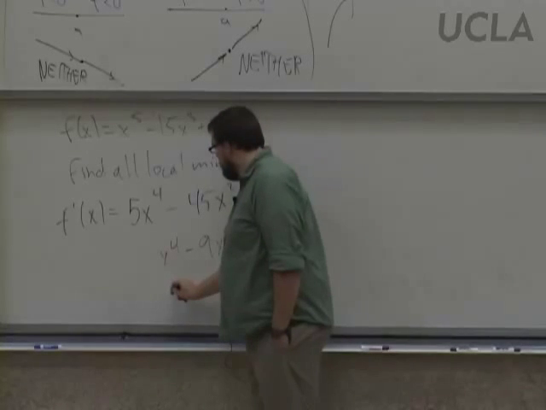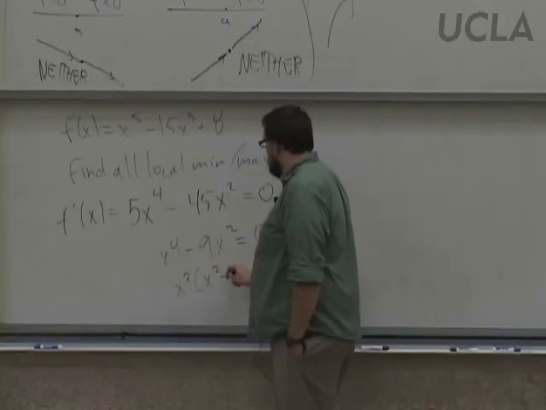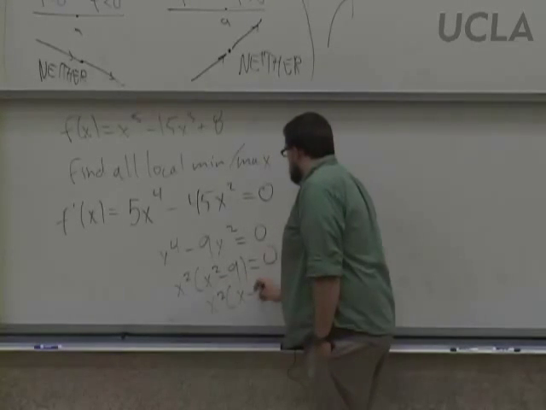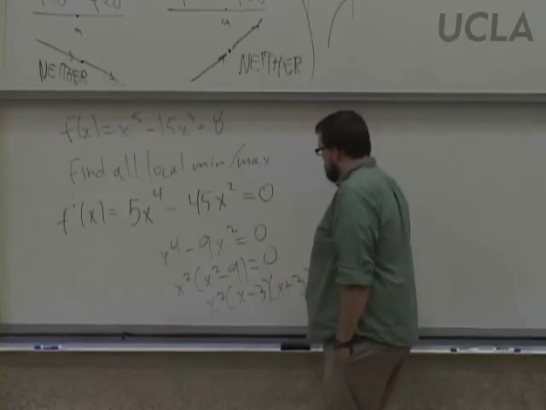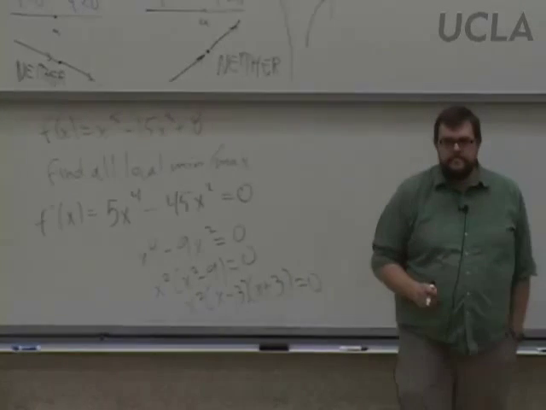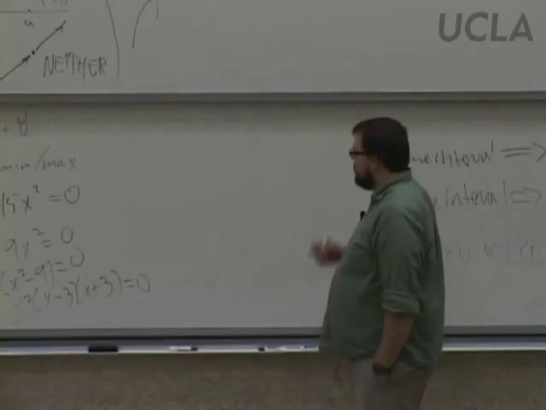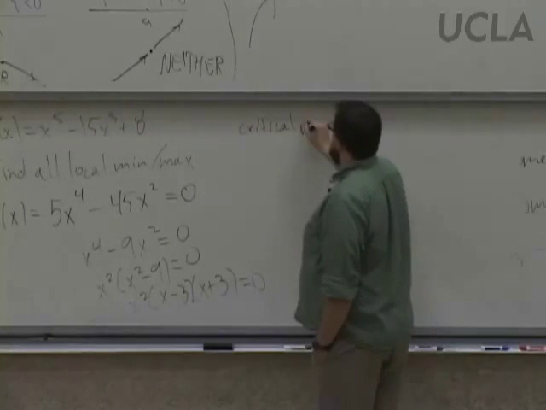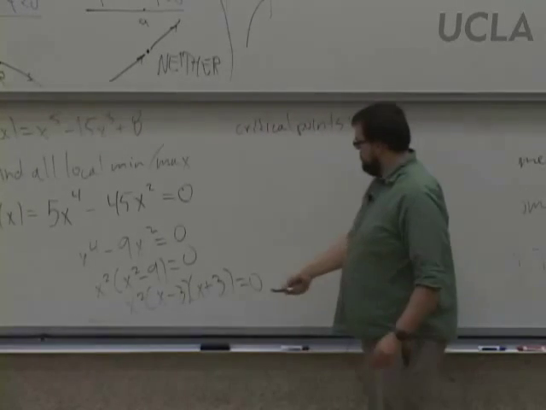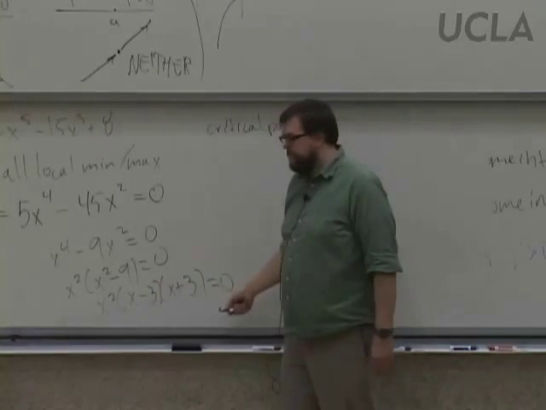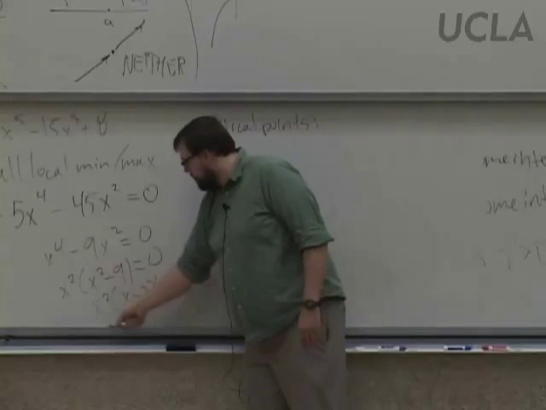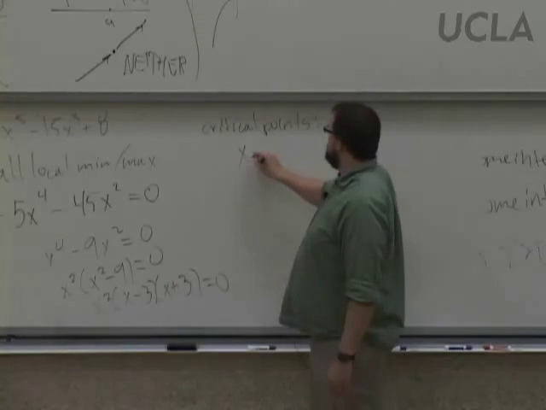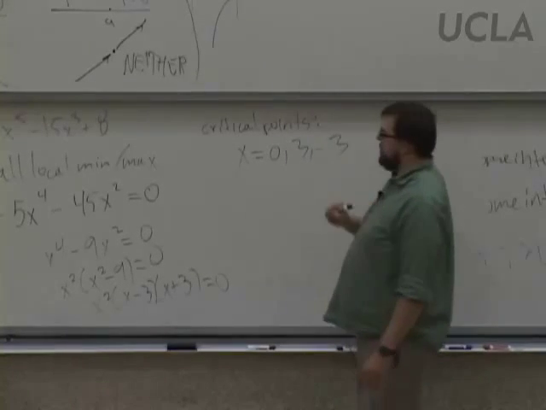I can factor out an x squared. X squared times x squared minus 9 equals 0. Then, of course, I can factor this as x minus 3, x plus 3 equals 0. So where are the critical points? Well, we have this nice factored polynomial. Where is it equal to 0? Well, when x is 0, when x is 3, or when x is negative 3. So at 0, 3, negative 3.